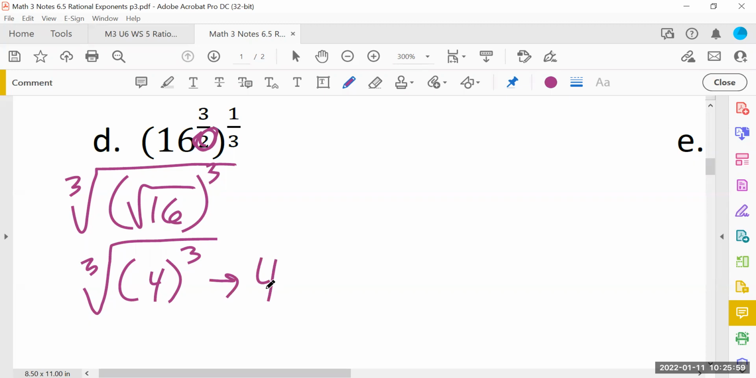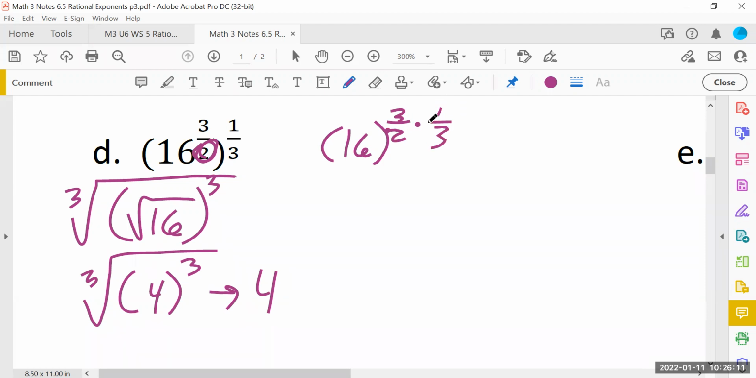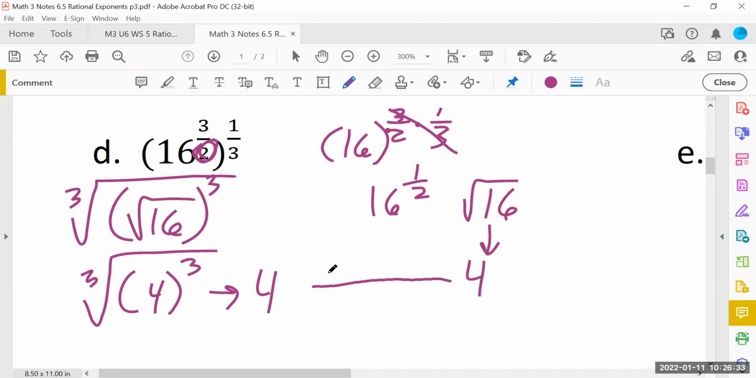Even faster would be to multiply the exponents. 16 to the 3/2 times 1/3. Right, just multiply the exponents. When I multiply these, the 3 and 3 cancel out, right? 3/3 would be 1. It would simplify to 1. This ends up just being 16 to the 1/2 power. 16 to the 1/2 power, that's the square root of 16. Square root of 16, we already said was 4. Same answer.